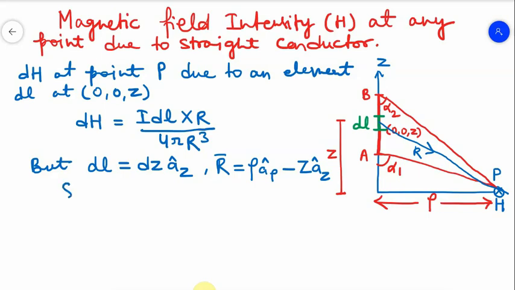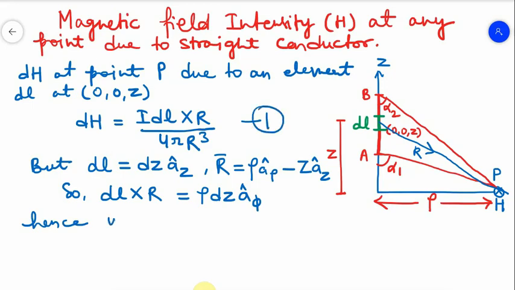So this dl cross r will be how much? So it will be rho dz, and the direction will be a phi. Hence, let's say this is your equation 1. So hence, using your equation 1, this H can be determined by integrating. So we are integrating this.